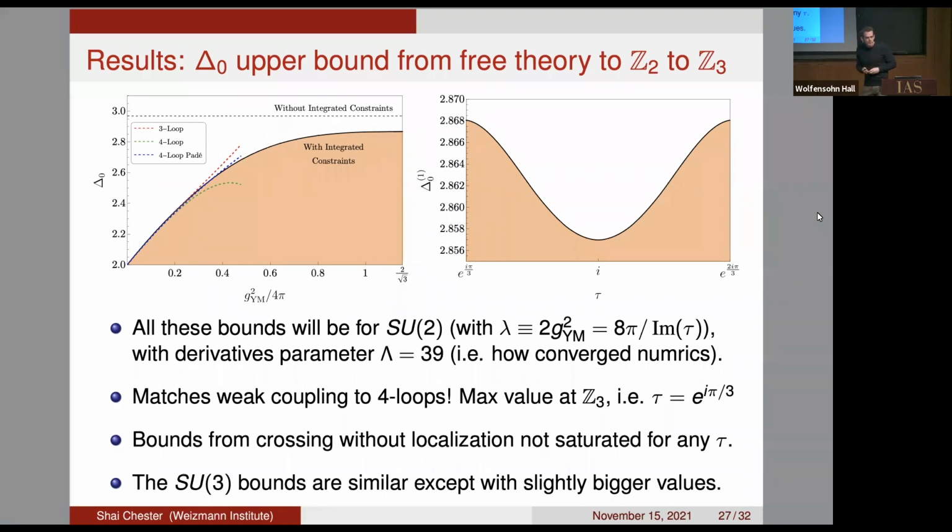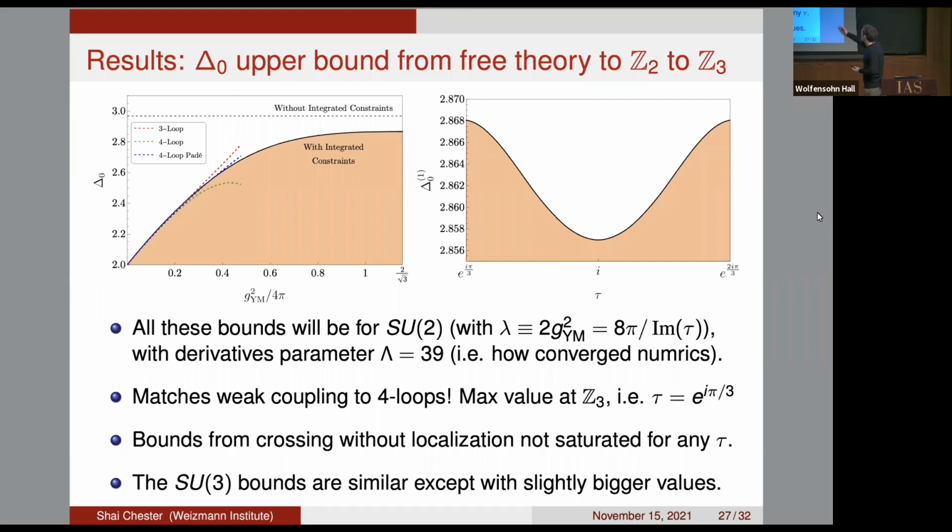Got a question? So do you see that when you increase the number of derivatives, it doesn't move much? Okay, so that's a good question. I think we have pretty good convergence because lambda equals 39 is a pretty big value. It's a bigger value than is used in most bootstrap studies. So I think we have pretty good convergence.